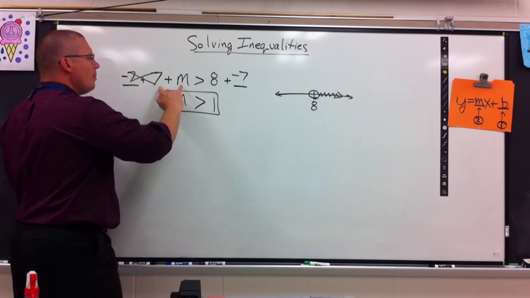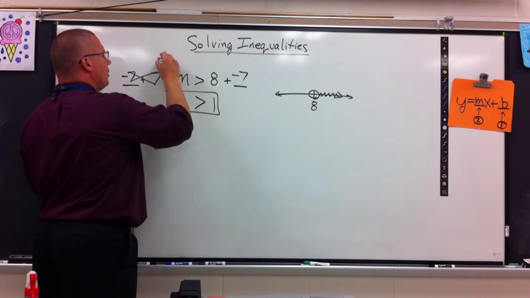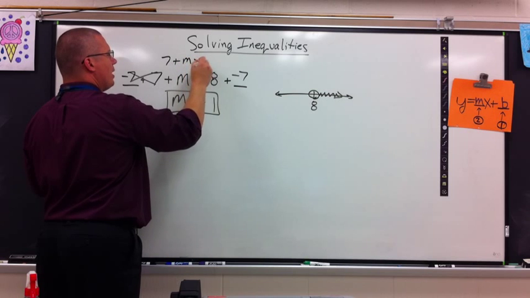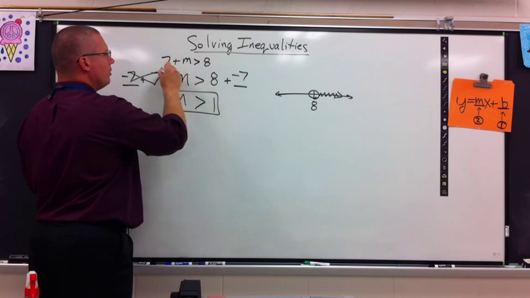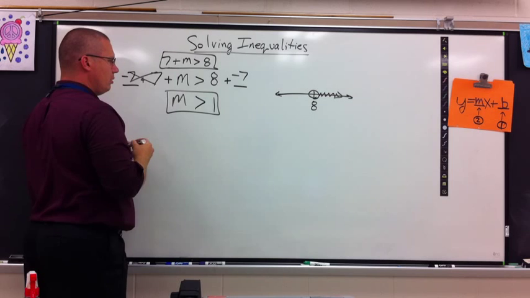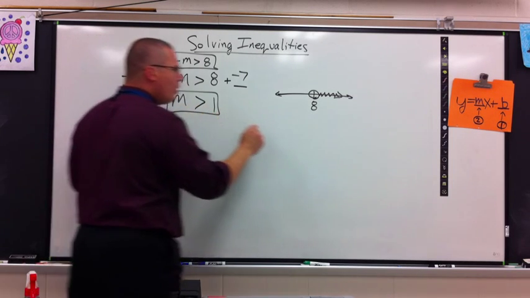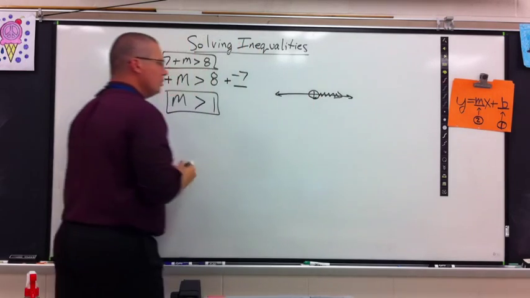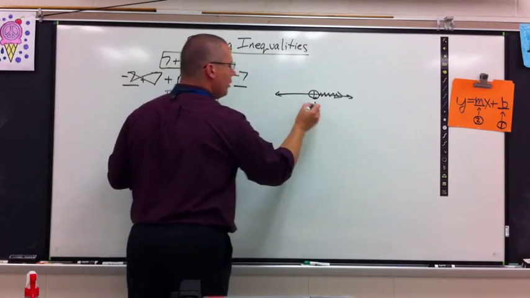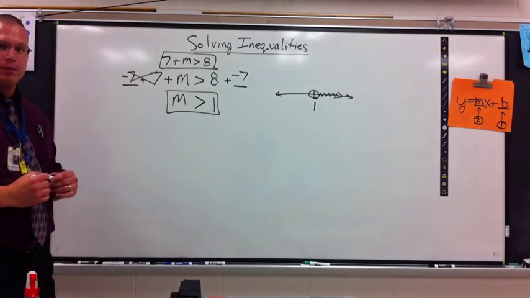So, in order to make this true, 7 plus a number is bigger than 8. What's the missing number? You have to solve. So your actual graph is going to be everything bigger than 1. So I would mark off 1, and all the things bigger than 1.